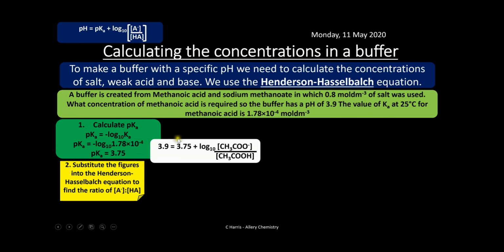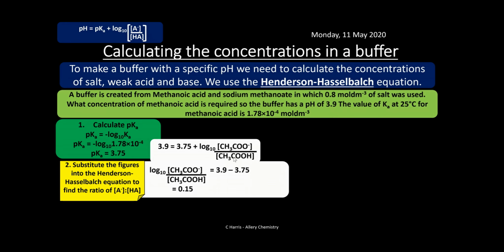But 3.9 is the pH side. So pH of 3.9 equals 3.75, which is the pKa that we've just worked out here, so that goes in there, plus log of A minus over HA. The A minus is the ethanoate ions that come from the salt, and this bit obviously comes from the acid. This is the ethanoic acid. So that's the first thing that we need to do.